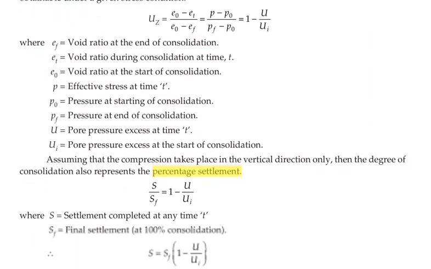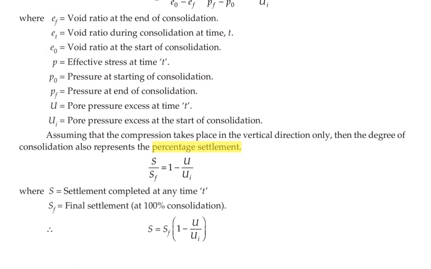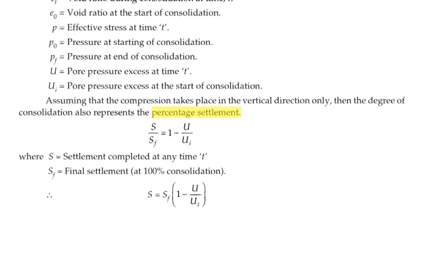Next we are going to see the degree of consolidation or percentage settlement, that is S divided by Sf equal to 1 minus u divided by ui, where S is equal to settlement completed at any time t and Sf equal to final settlement at 100% consolidation.